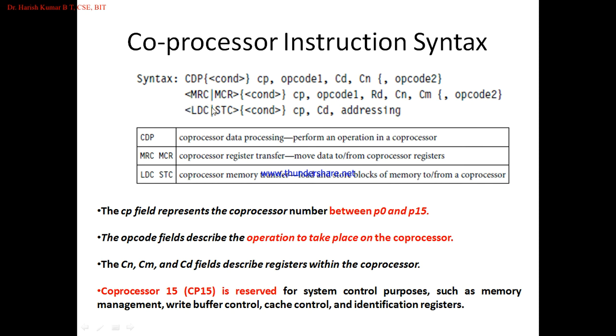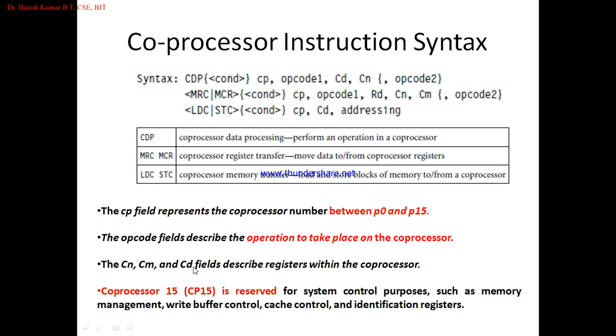And this is for memory transfer, transferring something like load and store, for the coprocessor. Again, these things are not required in depth, because we focus only on the main processor instruction set rather than the coprocessor instruction set. The CP field, you can just go through. The CP field represents the coprocessor number P0 to P15. That means I told you around 16 coprocessors you can have. So this CP can be P0 to P15, and the opcode field describes what operation is to take place.